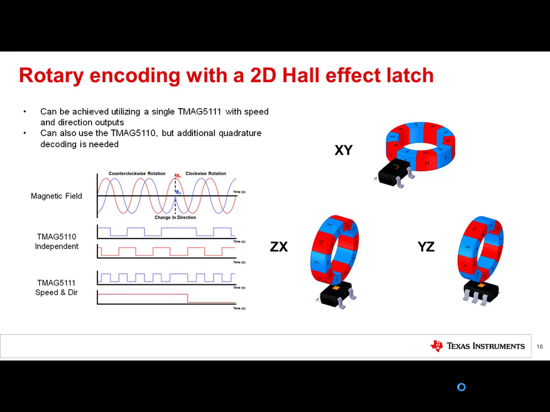TI offers 2D Hall latches in addition to the standard one-dimensional latches. Among these are TMAG5110 and TMAG5111. TMAG5110 has two independent outputs similar to the output produced by two 1D latches. TMAG5111 integrates on-chip decoding of the dual Hall latch outputs to provide both the speed and direction output information instead of the raw Hall sensor outputs. The direction of rotation is easily determined by tracking the change in phase alignment of the two input components.